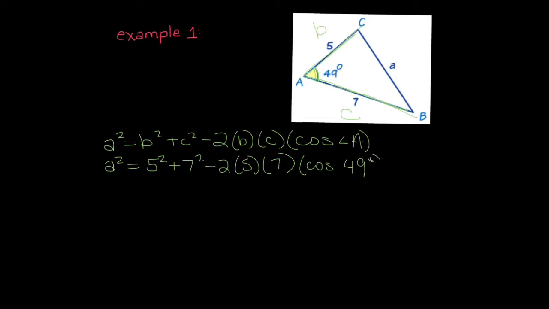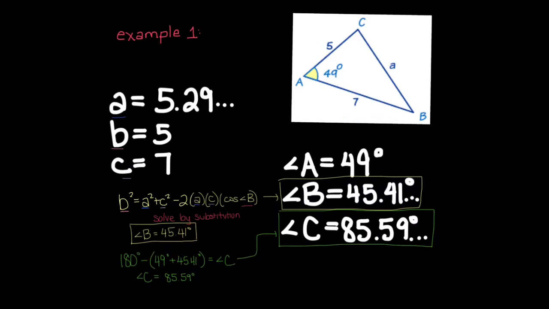49 degrees. Using your graphing calculator, you will find that a squared ends up being about 28.075. Taking the square root of that, we find that a equals 5.29 units. And now we've solved for side A.